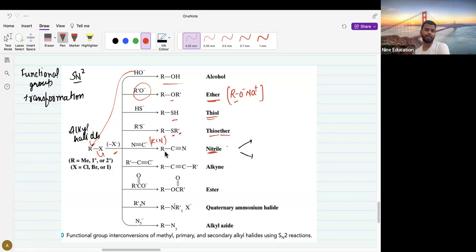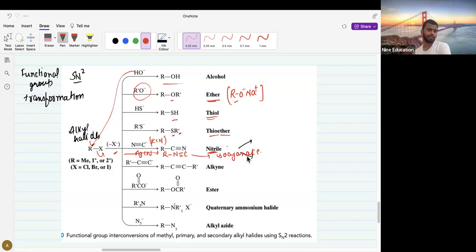KCN, if I add, it will make RCN. Similarly, here only write, if I add AgCN, it will make RNC. And it will make RNC. It is known as isocyanide.